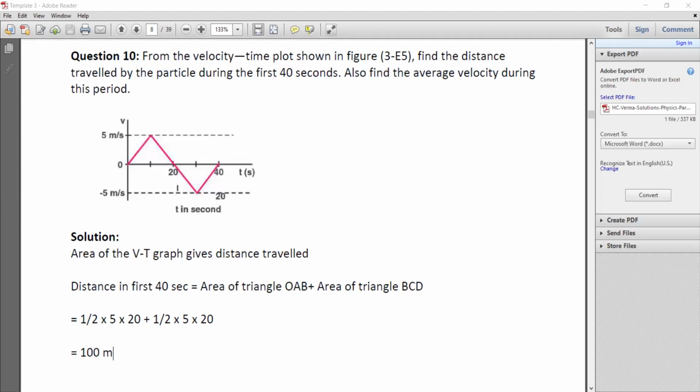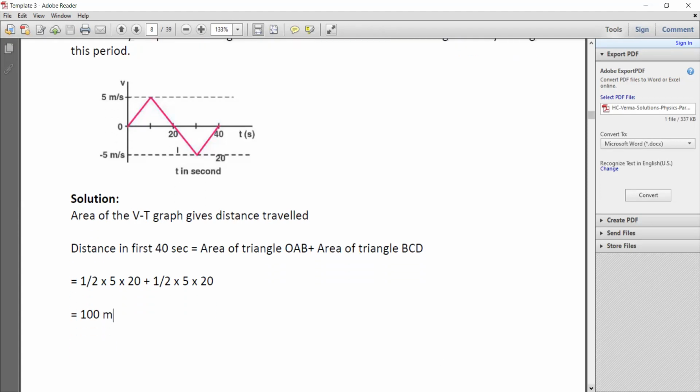Question 10. From the velocity time plot shown in figure 3e5, find the distance traveled by the particle during the first 40 seconds. Also find the average velocity during this period. Solution. The area under the velocity time graph gives the distance traveled. The distance in the first 40 seconds is equal to the area of triangle OAB plus the area of triangle BCD. This is calculated as follows. 1/2 by 5 by 20 for triangle OAB plus 1/2 by 5 by 20 for triangle BCD equals 100 m. So, the distance traveled by the particle during the first 40 seconds is 100 m.